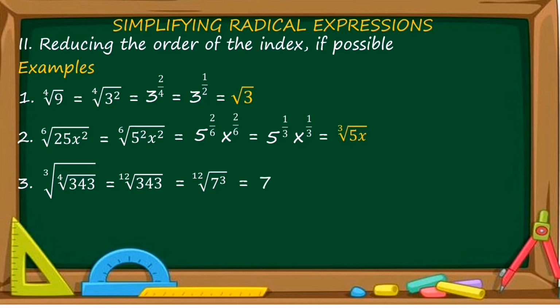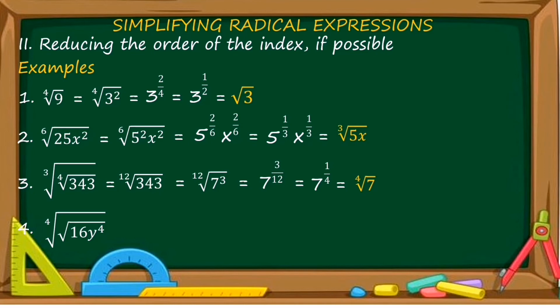Then, it is written as 7 raised to 3 over 12. 3 over 12 in lowest term is equal to 1/4. So that is 7 raised to 1/4. In radical form, that is equal to the fourth root of 7.